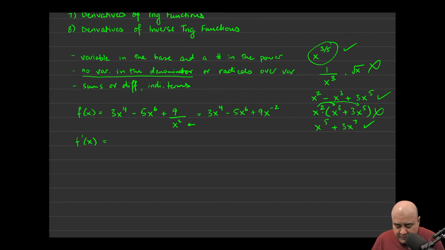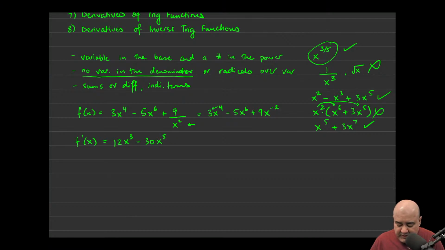Now, if there's a coefficient there already, you just multiply it by that coefficient. So in this particular case, the 4 would get brought down. There's a 3 there already, so 3 times 4 would give us a 12x, and then you drop 1 from the power. So 4 minus 1 would give us a 3. And then you keep going. Minus, bring down the 6, so 5 times 6 would give us a 30. x raised to the 6 minus 1 would be a 5.